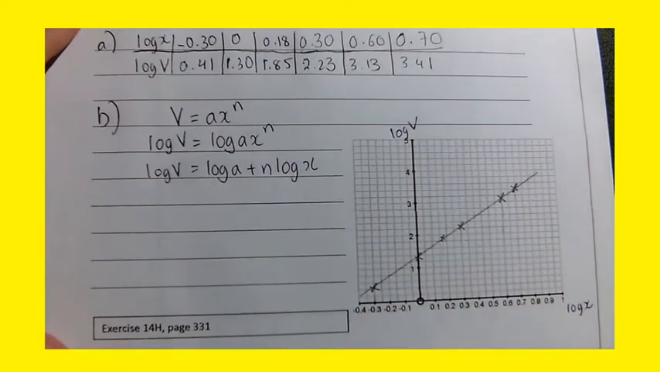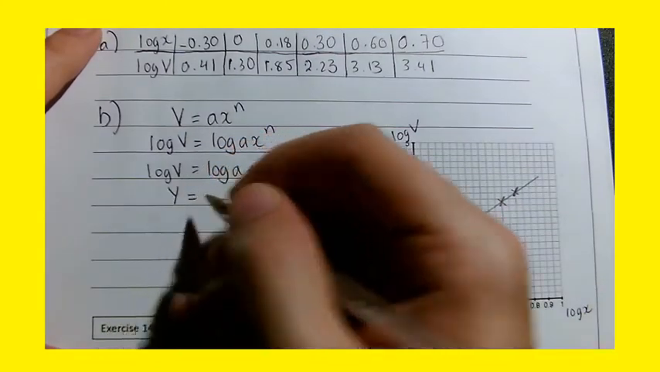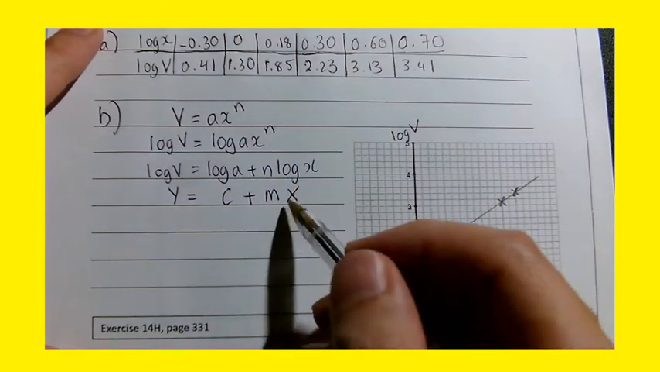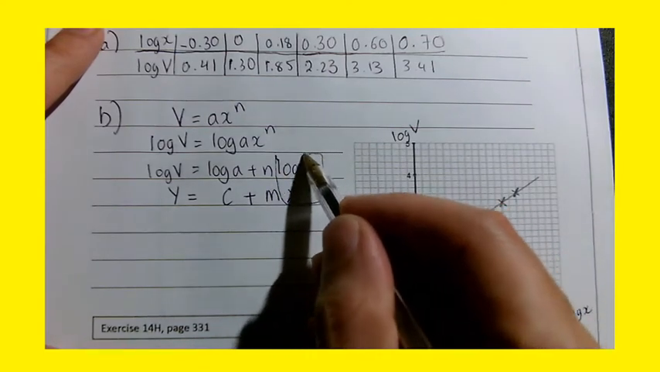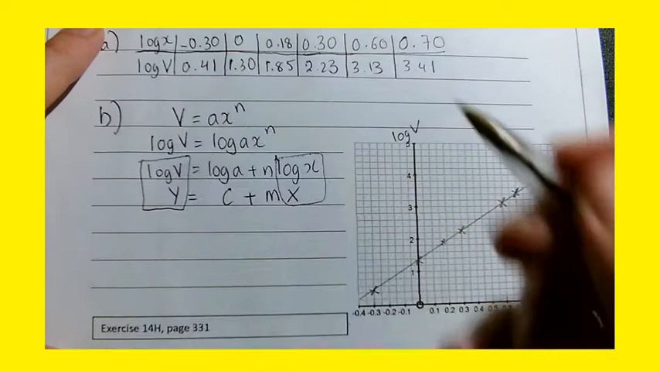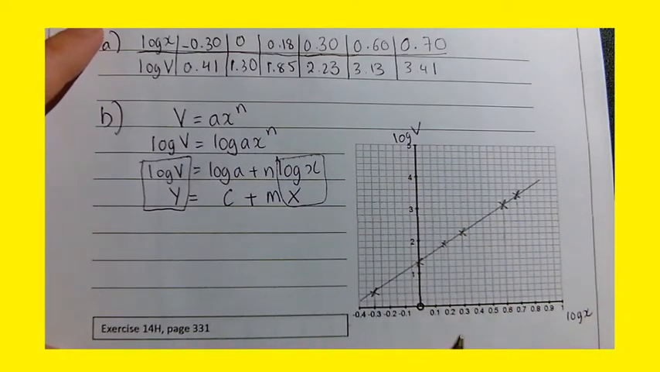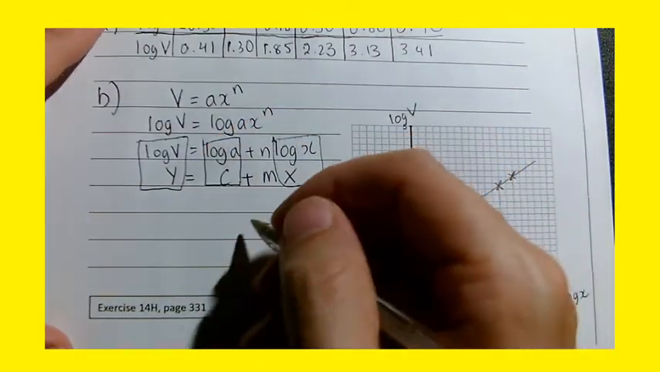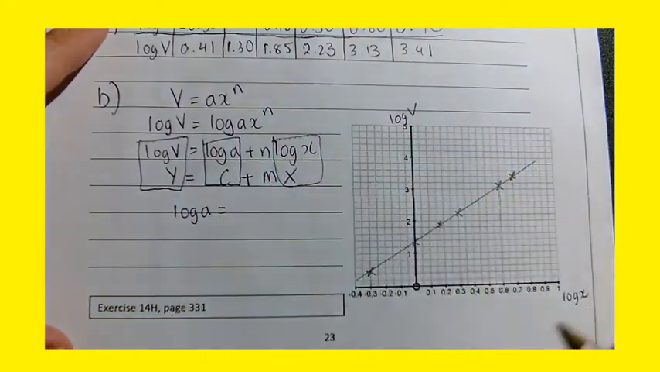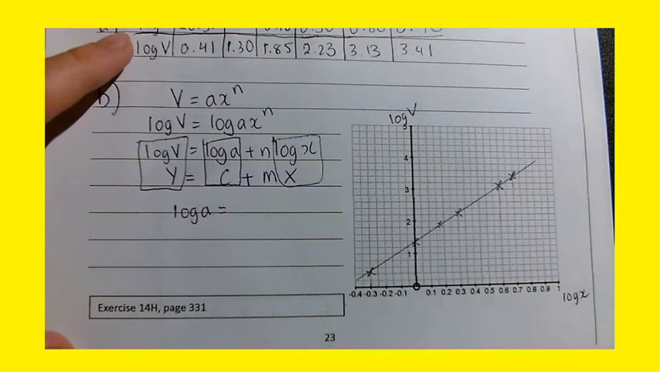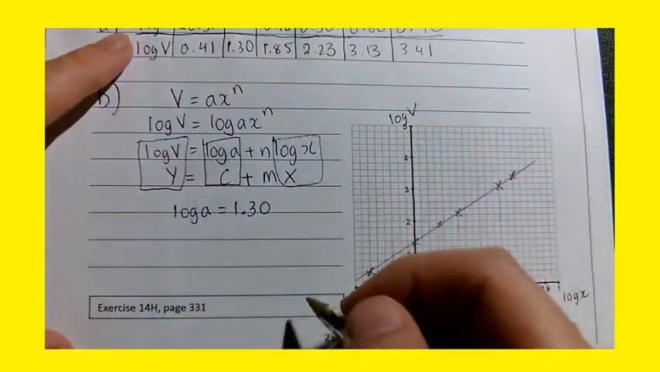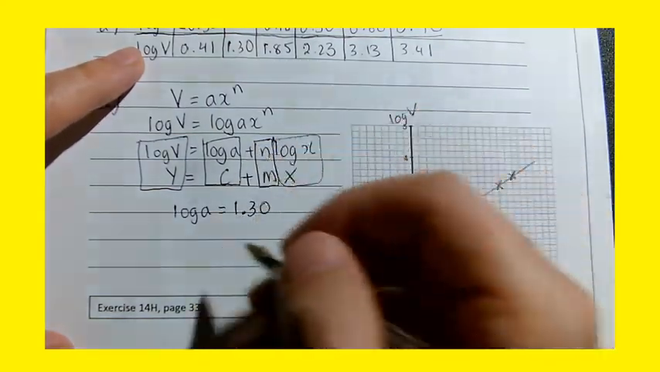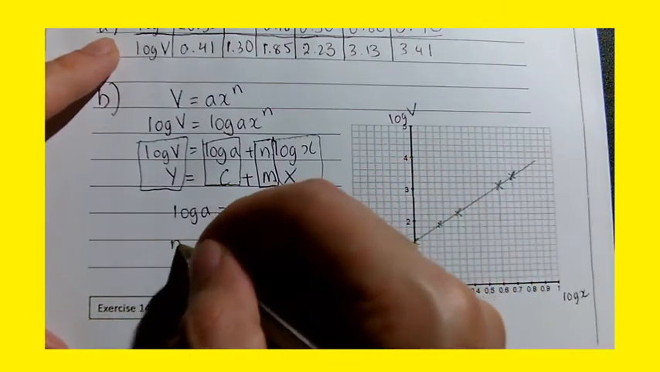Now once I got to this stage, you've got to think, okay, this is my y, this is my m, this is my x, this is my c. The x-axis is log x, the y-axis is log v, and then you have to figure out what a and n are. That's question B. So a comes from the fact that log a is equal to the y-intercept, and the y-intercept is clearly 1.3, and the gradient m gives us the value of n, so we need to find the gradient.